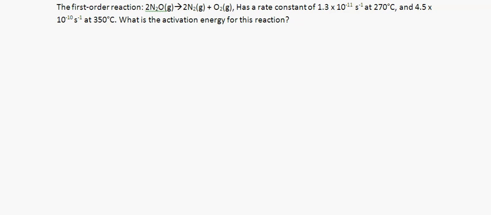In this video, we're going to do an example of a question involving the Arrhenius equation. So we're told it's a first order reaction, N2O decomposing into N2 and O2. We're told the rate constant at 270 degrees Celsius, and we're also told the rate constant at 350 degrees Celsius.